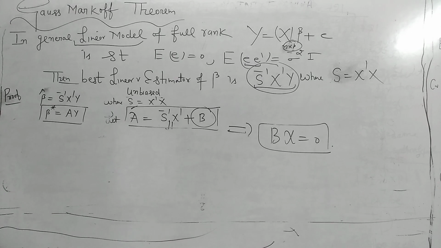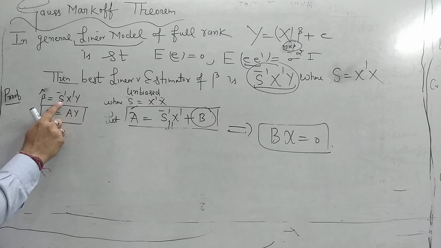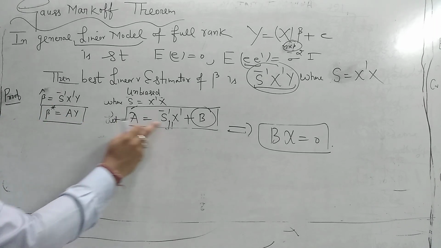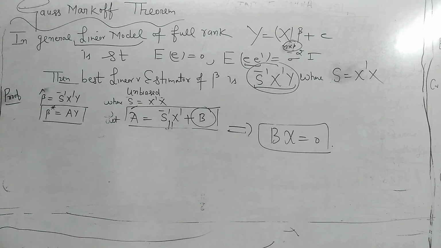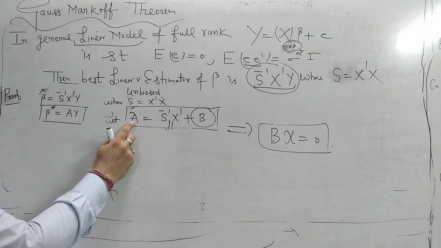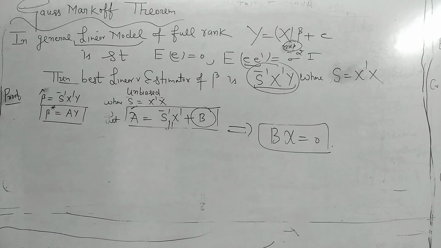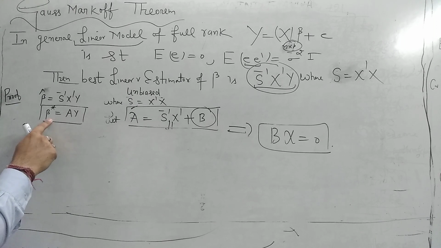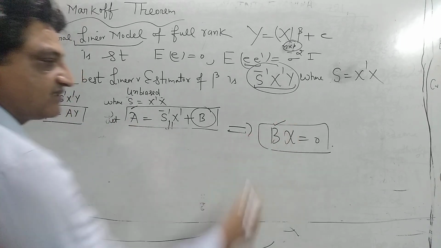So now we have done this: by OLS, the estimator is S inverse X dash Y. This is OLS, and then we have beta star, which is an unbiased estimator. We want to prove that it has the minimum variance, beta star equal to AY, and we have put a condition on A. So we want to find the elements of A so that beta star becomes the best estimator. So when we imposed the unbiasedness condition on it, we got the condition bX equal to 0.